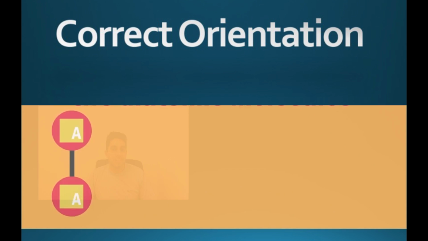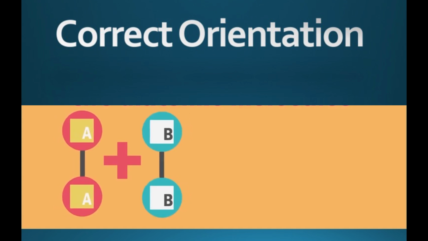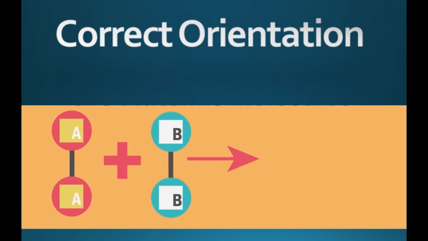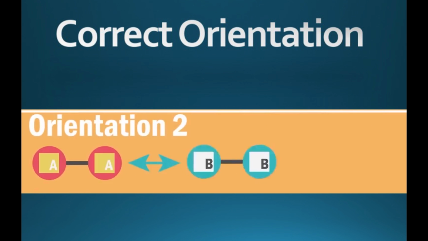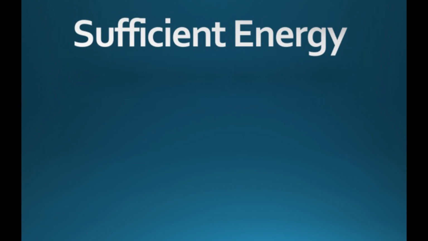For instance, in this first example, the reactant particles are in the correct orientation and so you would get a successful collision. However, in this second example, the reactant particles are not in the correct orientation and so no reaction would take place. Secondly, the reactant particles must collide with sufficient energy.